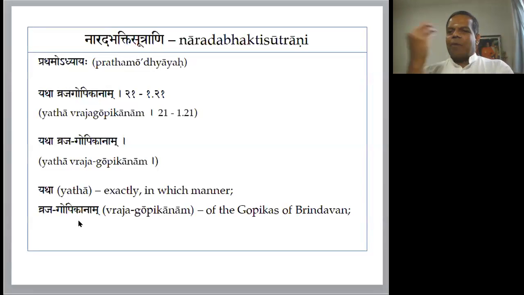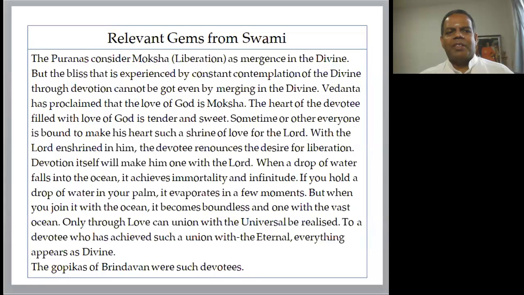So the example is given here. They embodied all these qualities which have been described about devotion. That's what Narada says. So there is some excerpt, and I will go through that. Swami always himself goes into ecstasy when he talks about the Gopikas.